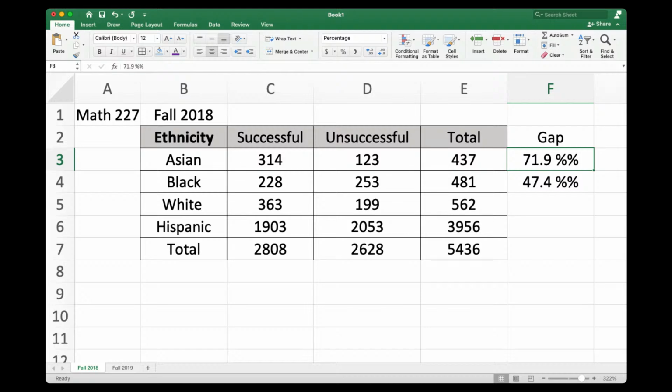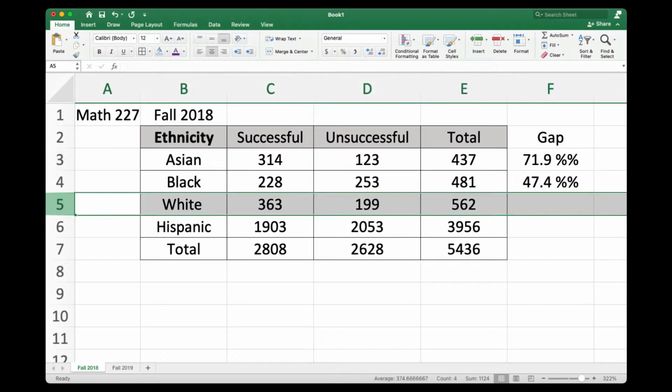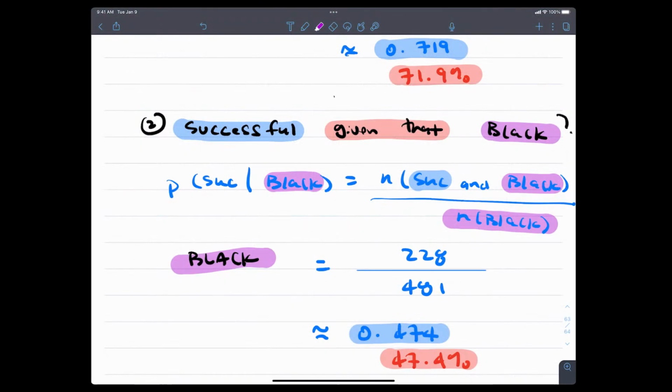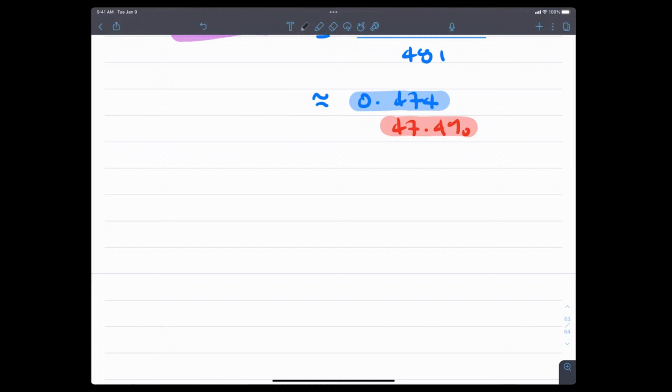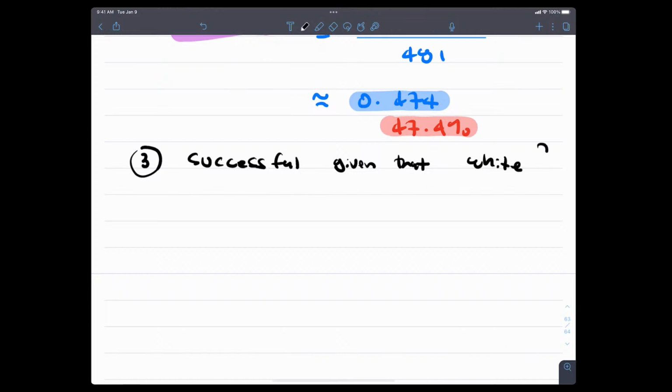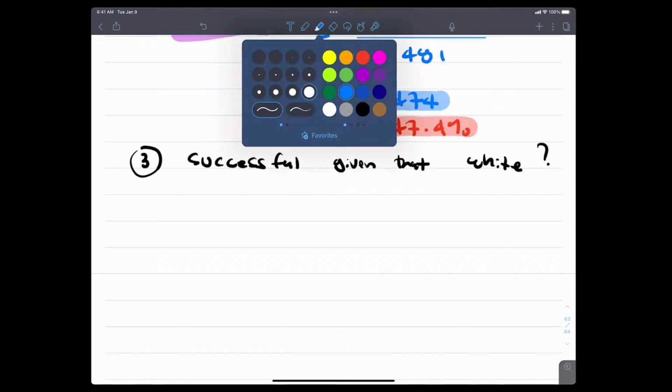Let's look at the next group. What's the next group? White students. Okay, let's write that down here. Isn't this a wonderful way of learning statistics for your conditional probability? Looking at survival rates, death rates, success rates. This is all real stuff, ladies and gentlemen. This is the deal. So we're going to look at the probability you are successful this time, given that you are what? White.